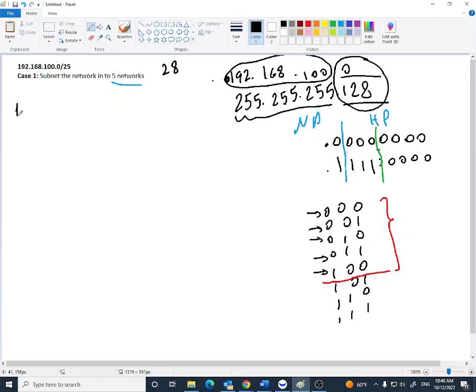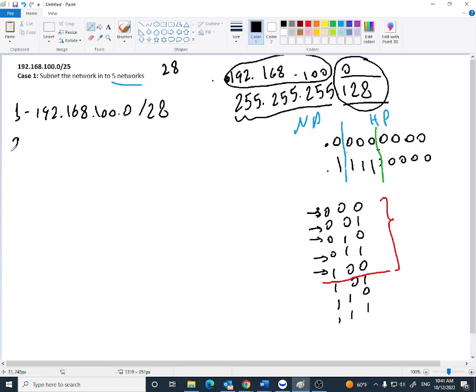So the first network is simply going to be 192, 168, 100. Remember, we said no change is going to be applied here. Only the change is going to be applied here. So the first one I'm going to be using is simply 0, 0, 0. So I'll get 0 here with a prefix of 28.